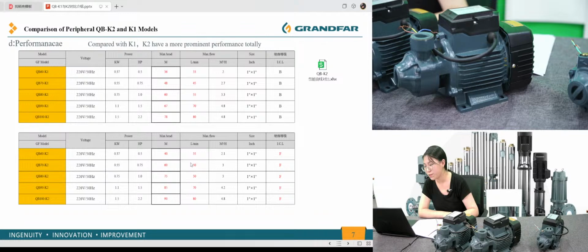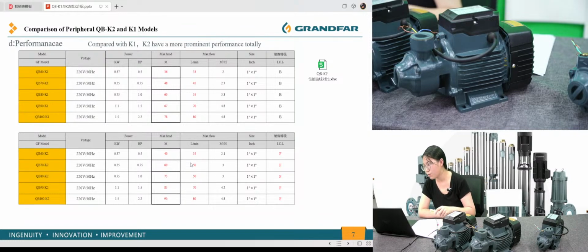Take the QB-K1 as an example. Its max height is 36 and its max flow is 33. Let's look at the new product, the QB-K2. Its max height is 40, and its max flow is 35. So we can see it's a big improvement from the data I listed.